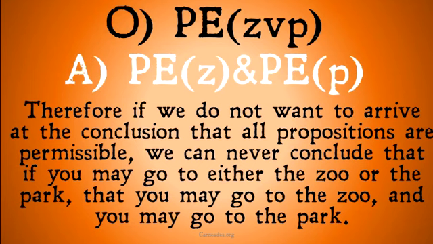Therefore, if you don't want to arrive at the conclusion that all propositions are permissible, we can never conclude that if you may either go to the zoo or the park, that you may then go to the zoo and you may go to the park. This is going to be paradoxical because it's a problem for our basic intuition that OA should be included in deontic logic. If you don't have this intuition, this is not going to be much of a paradox for you. But for anyone that has that intuition that it's permissible that you do either this or that, then it's permissible that you can do both, you're going to have a significant problem for deontic logic.